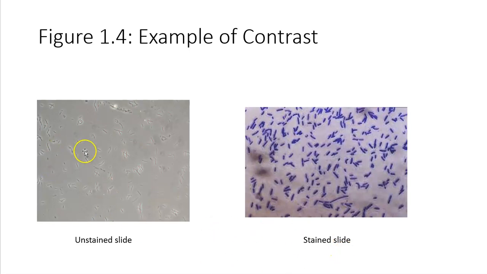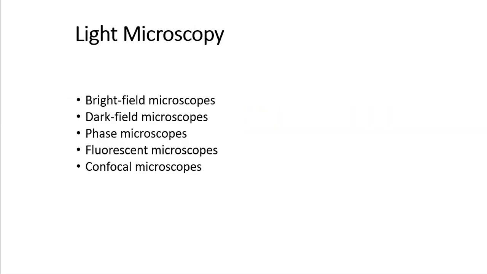But you can at least see the size and shape of the bacteria, versus, it's kind of hard. All right. So we do use these light microscopes. We have bright field, dark field, phase, fluorescent, and confocal microscopes. Most colleges will have at least bright field, dark field, and phase. They may not have fluorescent scopes.